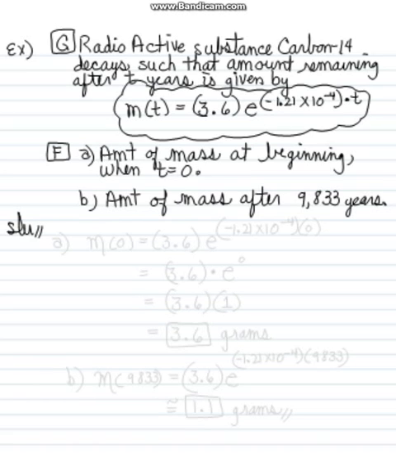We're given some radioactive substance, carbon-14, and it decays such that the amount remaining after T years is given by the equation M of T, that's the mass of this material, that's the amount remaining. Mass at time T, M of T, is equal to a constant 3.6 times the natural number e raised to the negative 1.21 times 10 to the negative 4 power times T. The exponent also includes times T.